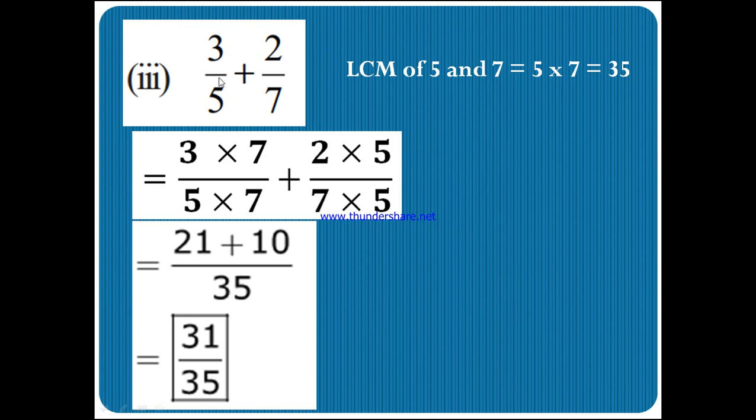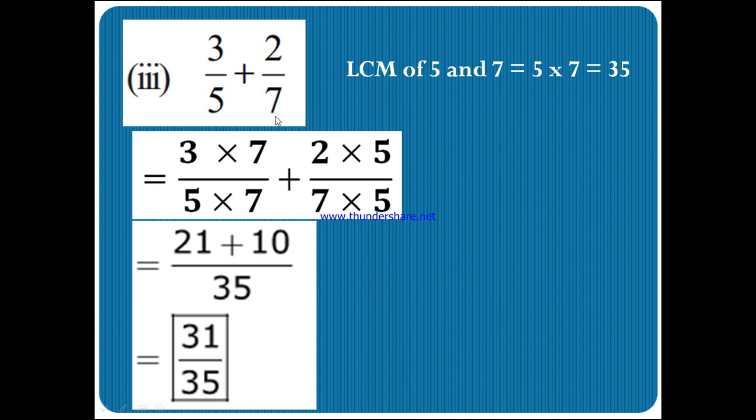For that, take the first fraction 3 by 5. With 5, what is to be multiplied to get 35? 7. So 5 sevens are 35. With the same factor 7, you have to multiply the numerator 3. So 3 sevens are 21. Then plus is coming here, so place plus.